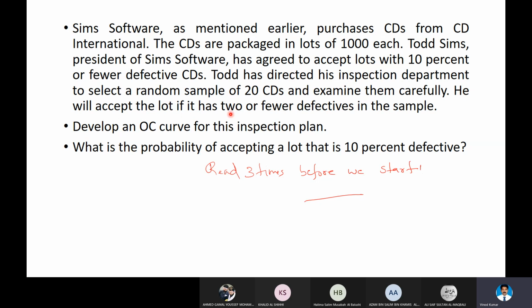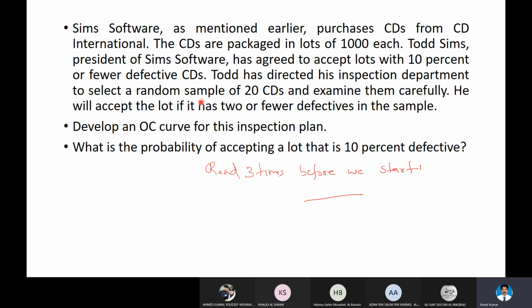He will accept the lot if it has two or fewer defectives. So out of 1000, what will he do? He will take 20 and inspect the number of defectives. If it is less than or equal to 2, accept. Otherwise, reject. Clear? So he takes 20 randomly out of 1000 CDs, and he checks and inspects them.